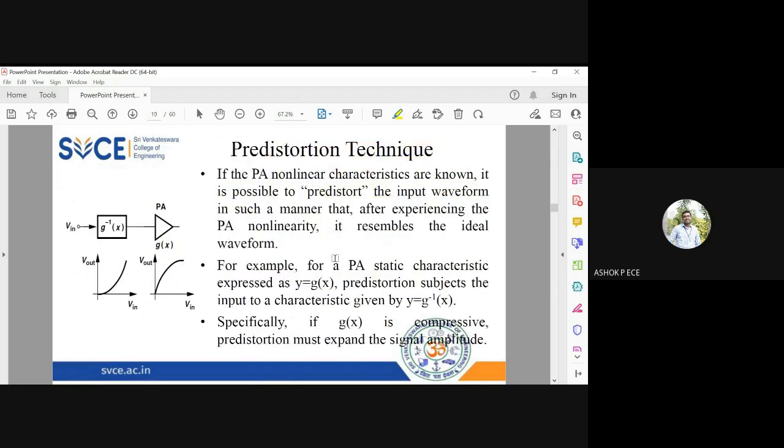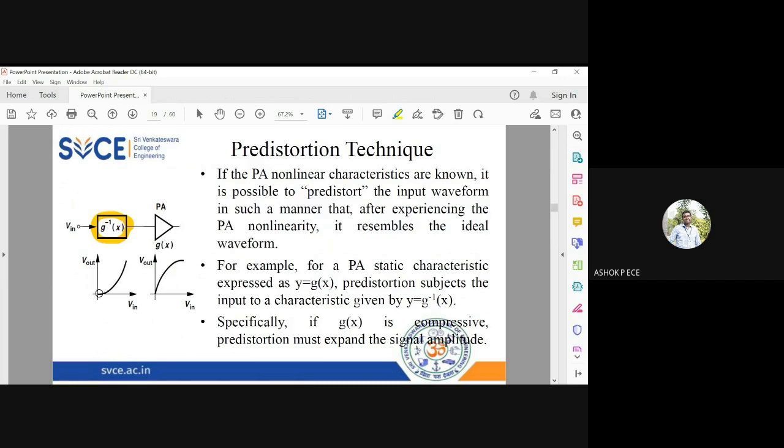So the next one is pre-distortion. One way is that I know how much distortion is going to happen. I am going to distort the waveform in a known manner, and at the receiver I am going to do the reverse of it. So see here, I input the signal, I do distortion. G inverse of X is the distortion, and at the power amplifier I do the reverse, G of X.